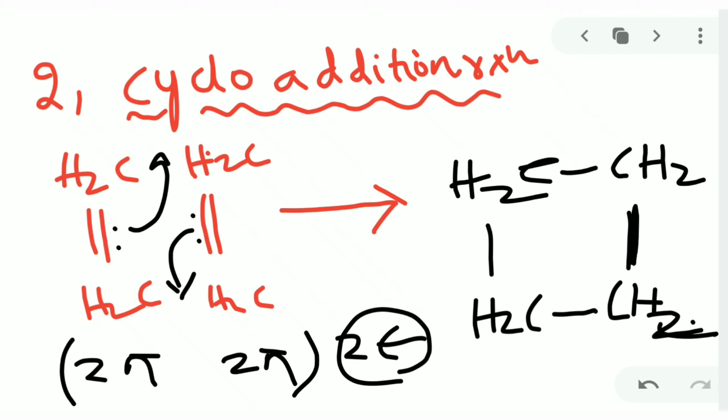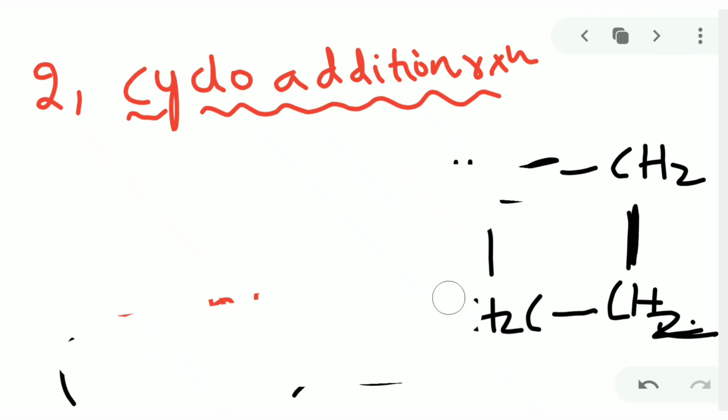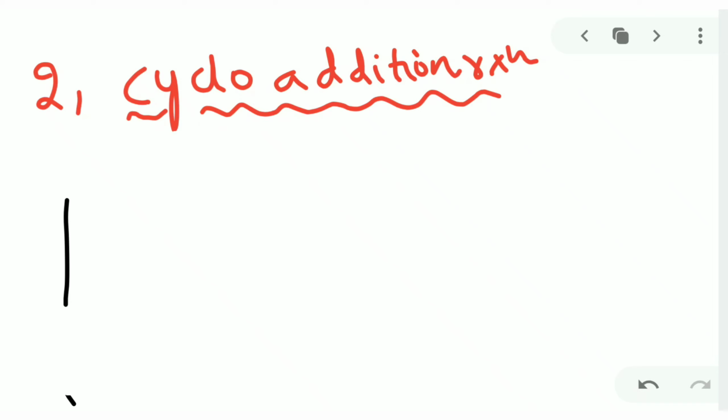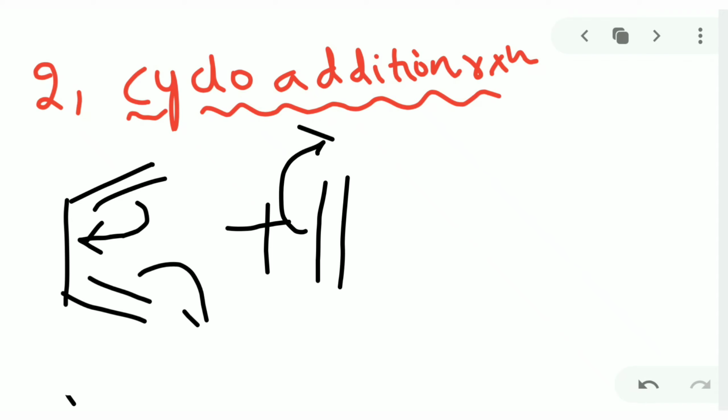Next we see the 4 pi plus 2 pi electron system. In a cycloaddition reaction, unsaturated compounds are mostly converted into saturated compounds, when pi electrons are transferred and a sigma bond is formed. Here is another example: 1,3-butadiene. The ethylene molecule is the dienophile, with its double bond, and 1,3-butadiene goes here, this bond shifts and this bond goes outside.